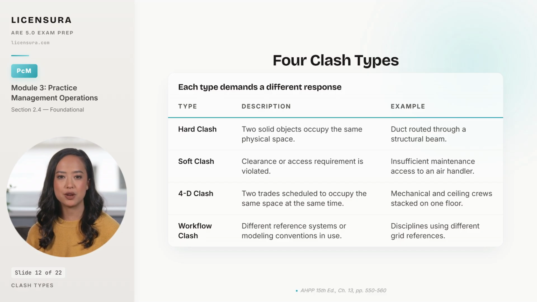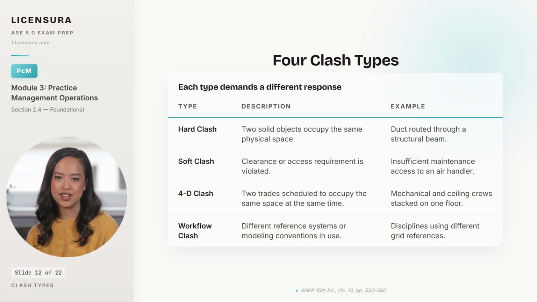A soft clash is a clearance or access violation. The geometry doesn't overlap, but the maintenance worker can't reach the air handler, or the door can't swing because something's too close. Soft clashes require clearance rules to be defined in the BEP, otherwise the software has nothing to flag against. A 4-dimensional clash is a scheduling conflict where 2 trades are sequenced into the same space at the same time. That requires the schedule to be tied to the model, which is its own setup investment.